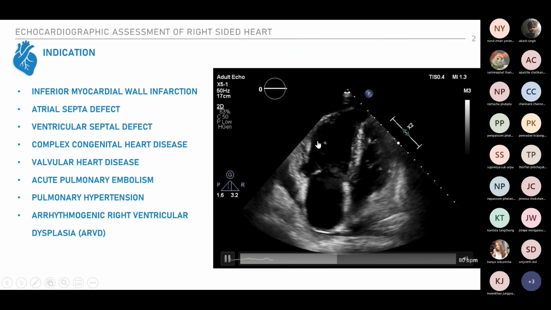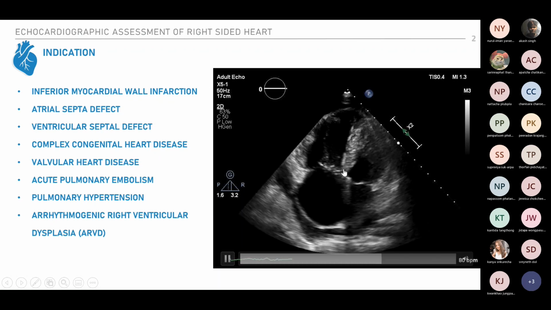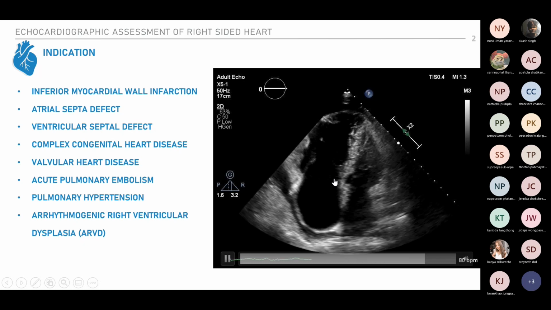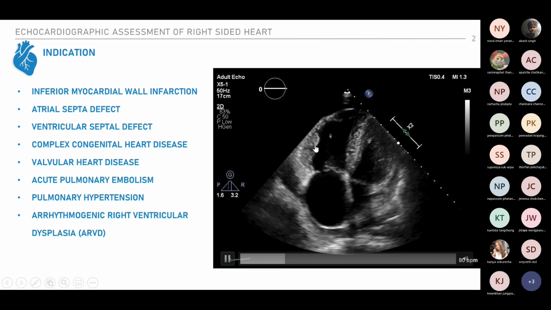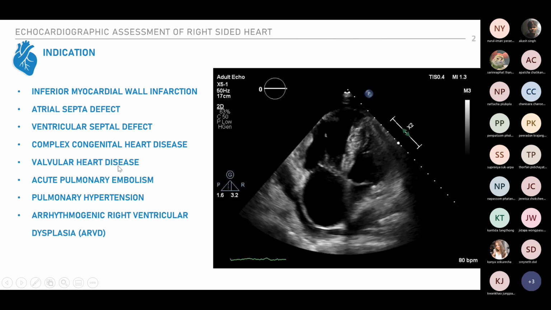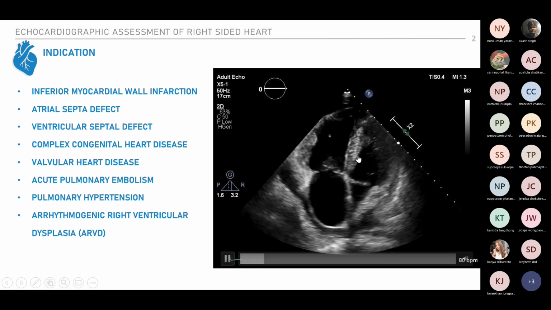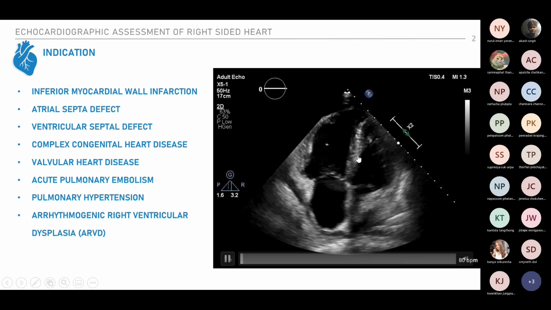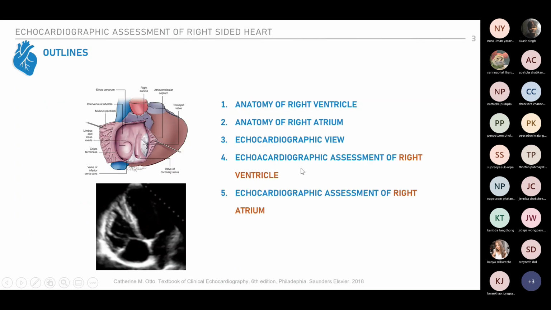And this picture, this echocardiogram on your right side, shows right side enlargement in a patient with acute pulmonary embolism. And this is the outline for today. It consists of anatomy of the right ventricle, right atrium, echocardiographic views, and echocardiographic assessment of the right atrium and right ventricle.